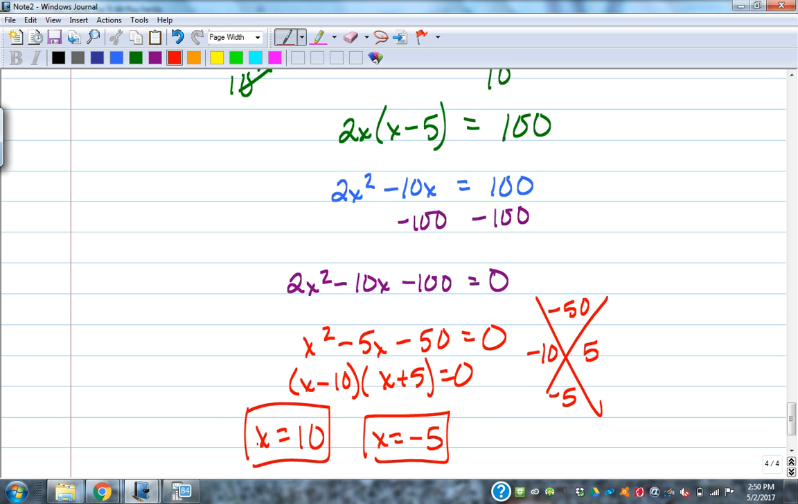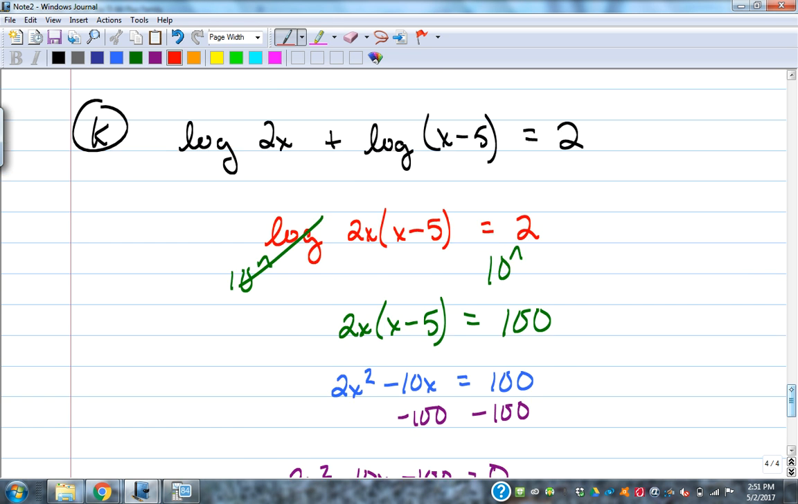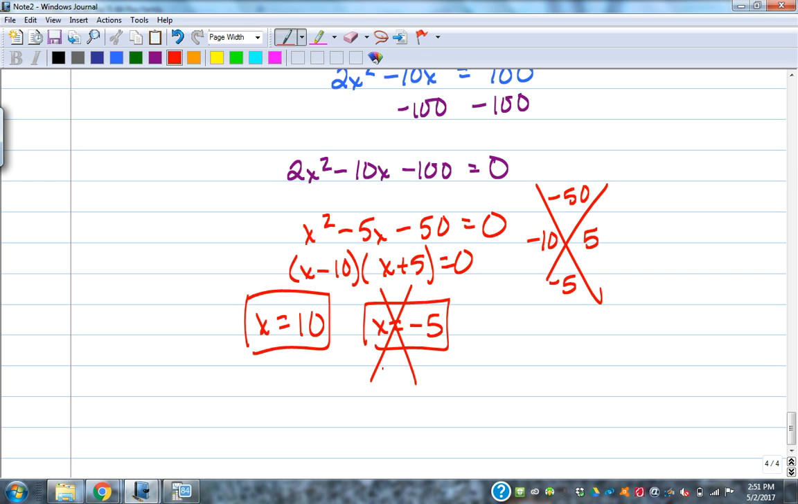I get two solutions. I've got to check each one in the original problem to make sure I'm not taking the log of what kind of number? A negative. If I go back to the original, if I plug 10 in, that's 20. Log of 20 is okay. 10 minus 5 is 5. Log of 5 is okay. If I plug in -5, what's 2 times -5? -10. That's the log of a negative. So that means the -5 gets thrown out. It's an extraneous solution. So x equals 10 is the only answer that counts for this one. -5 gets thrown away because it doesn't work in the original.